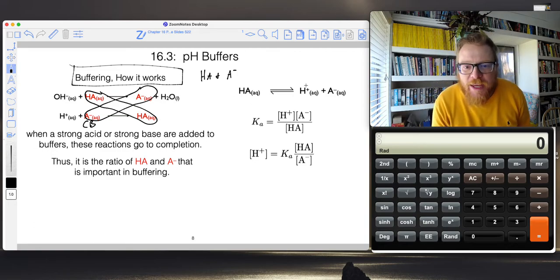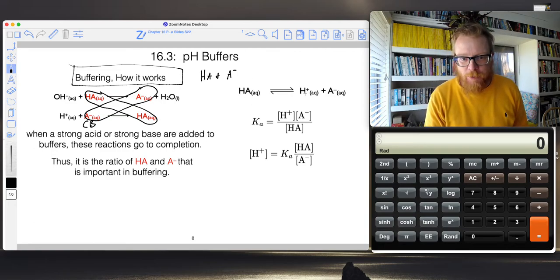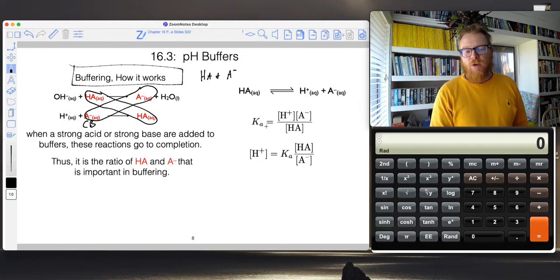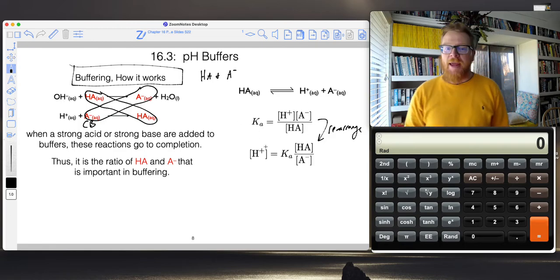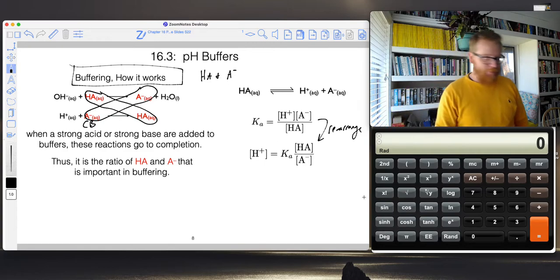So here is our weak acid equilibrium. HA is in equilibrium with H plus and A minus. We know we can write the Ka as H plus times A minus divided by HA. And if I rearrange this algebraically, we get this equation for H plus: H plus equals Ka times HA divided by A minus. All I did was multiply both sides by HA and divide both sides by A minus, and we get to this expression.